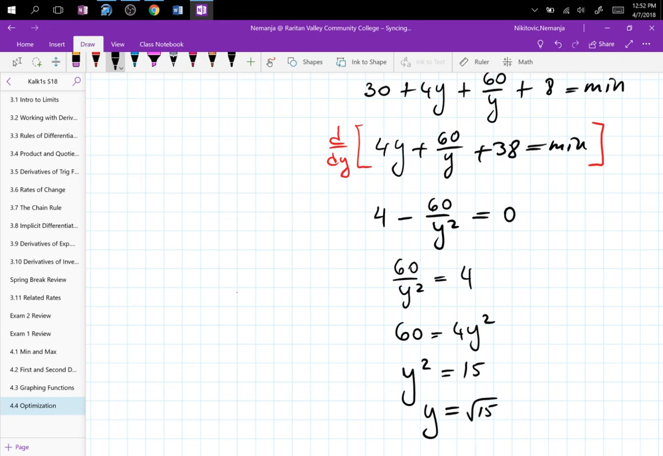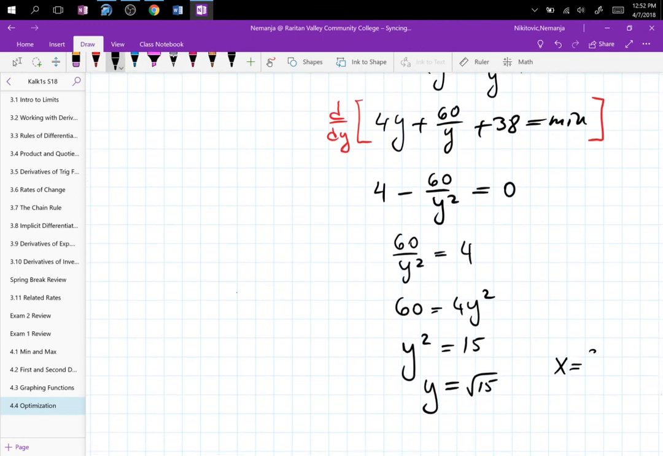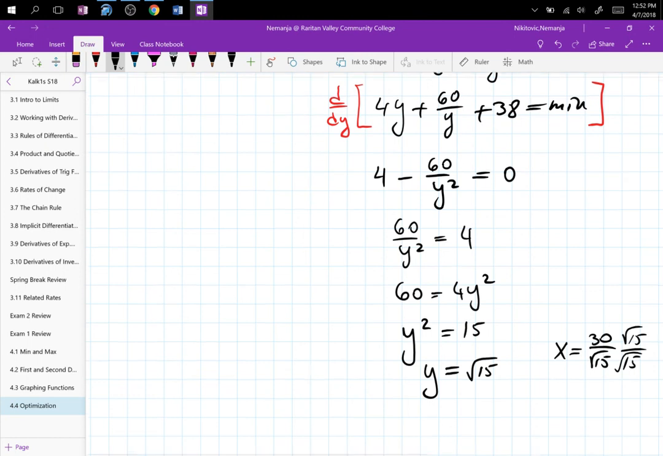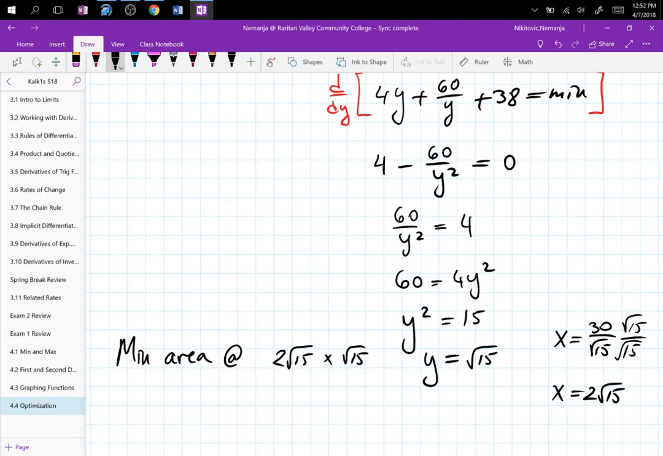I got my y. Equation for x is 30 over this. So x equals 30 over root 15. Remember, we are not happy with root 15 in the denominator, so rationalize. Root 15 times root 15 is 15, which cancels with the 30. It's 2 root 15. Min area at 2 root 15 by root 15 meters. That's the answer.